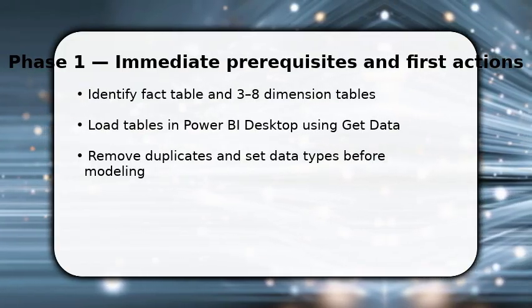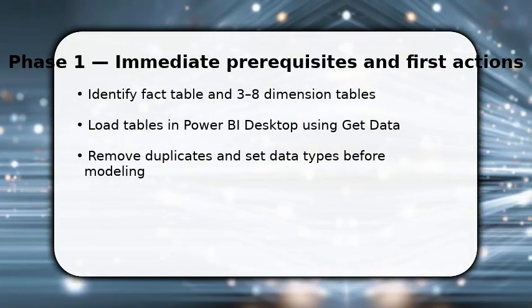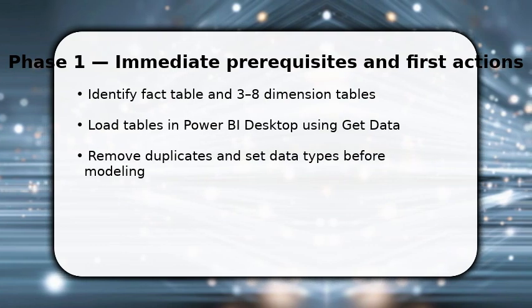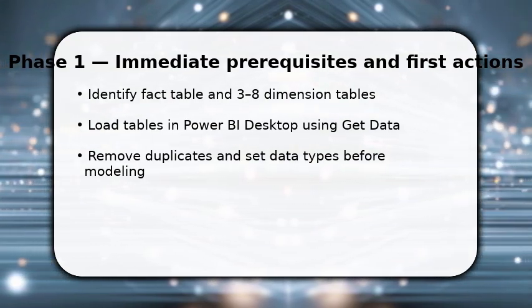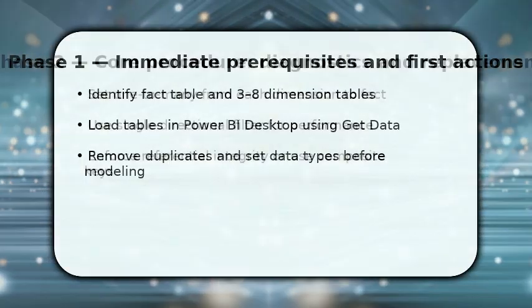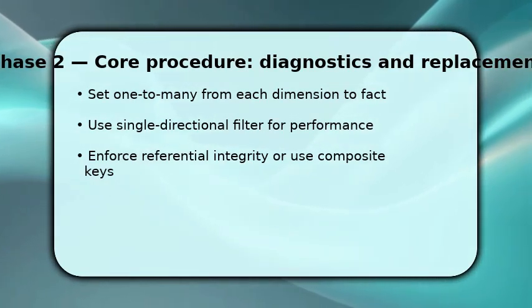Next, switch to Model view and prepare to set relationships. This begins the star structure. Now build the core. Drag each dimension key onto the corresponding fact key to create one-to-many relationships. Make them single-directional for faster queries, unless bidirectional is explicitly required.